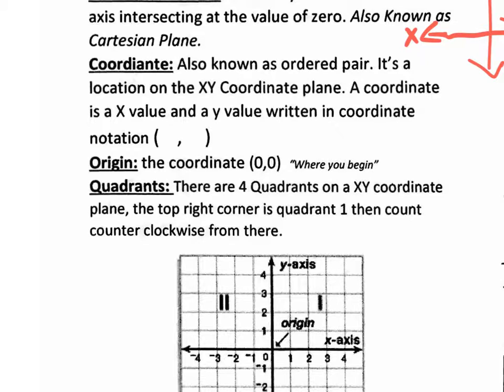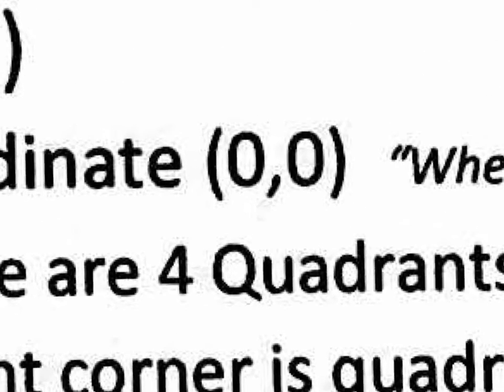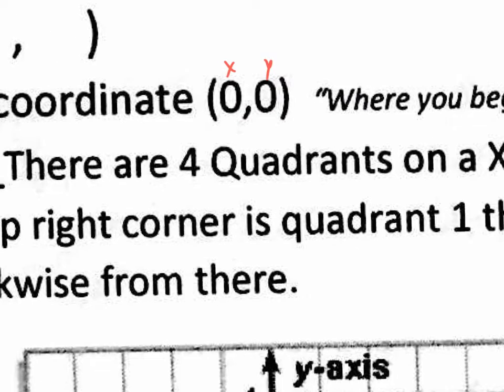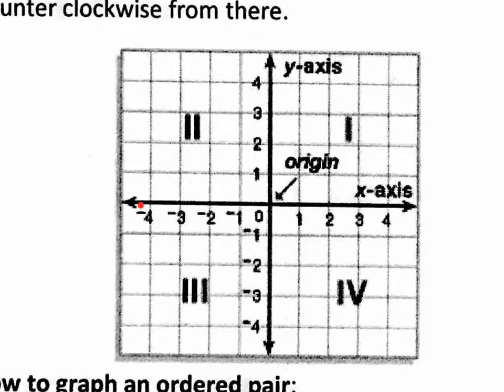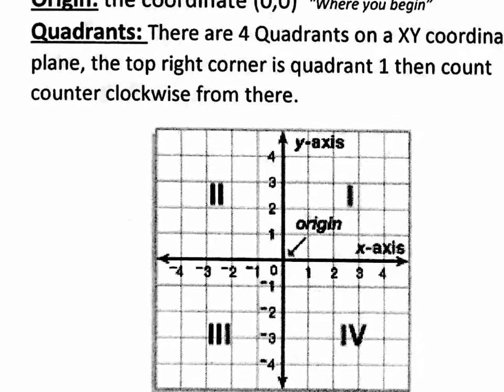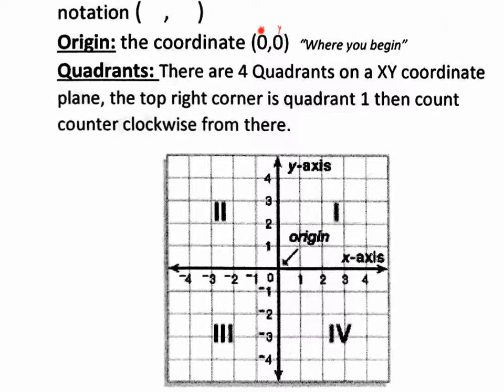So for example, the coordinate 0, 0 has an x value of 0 and a y value of 0. And that is a location on the xy plane. Here's an xy plane. If I tell you go to the value of 2 on the x-axis, you'd go out here. If I tell you go to the value of negative 3, you'd go over here. If I tell you go to the value of 0, you would stay right there. So the coordinate 0, 0 is saying go to 0 on your x-axis, go to 0 on your y-axis, and you end up right there. And that location, the coordinate 0, 0, is called the origin.